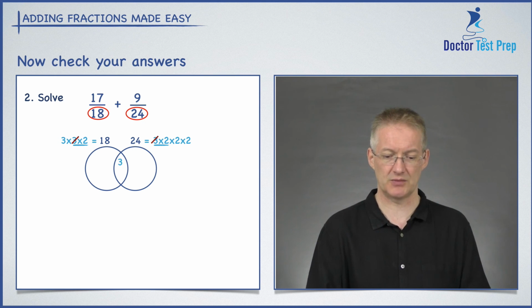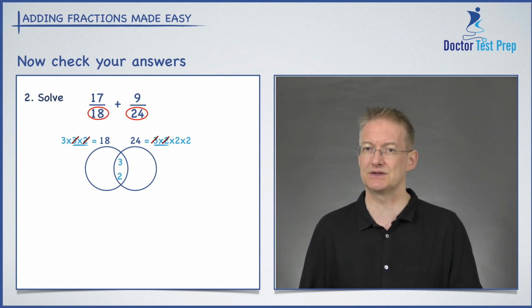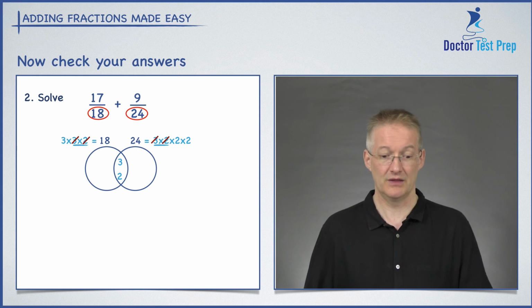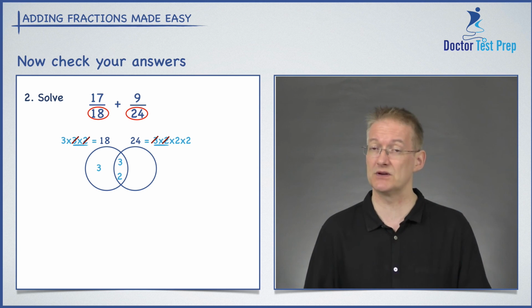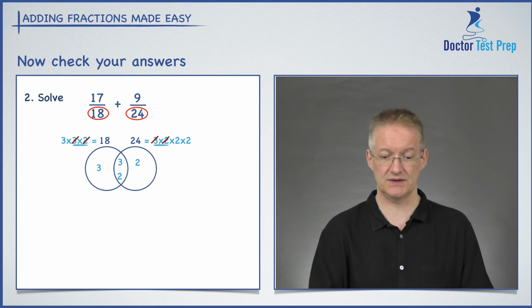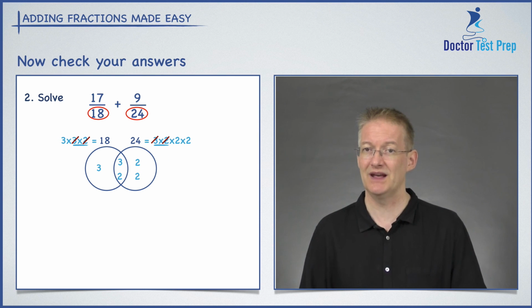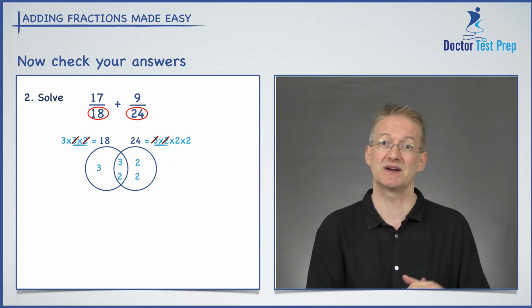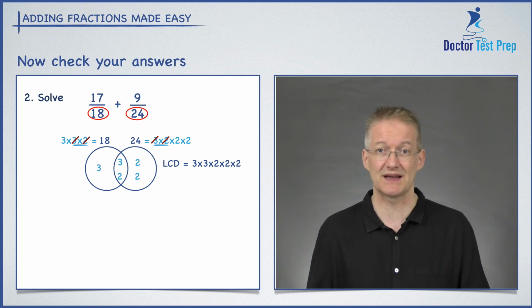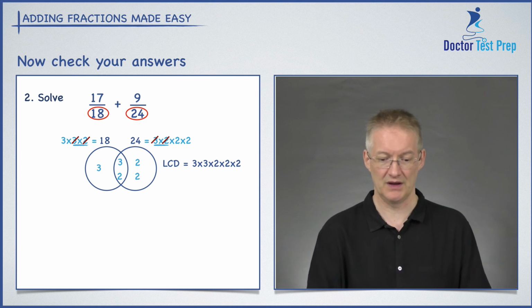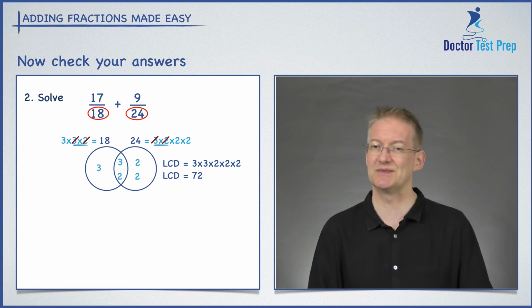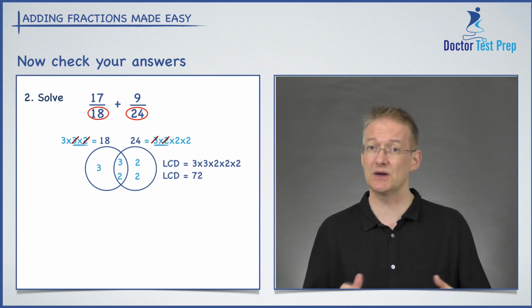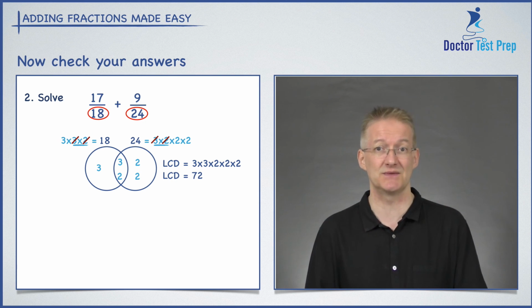Those numbers I'm going to put right there in the center of my circles. Then I've got 3 left over, so I'll put the 3 there. I've got 2 and 2 left over, so they go in there. And my lowest common denominator is found by simply multiplying all the numbers in those 2 circles together. So I have 3 times 3 times 2 times 2 times 2, which will give me 72. So my lowest common denominator here is 72.